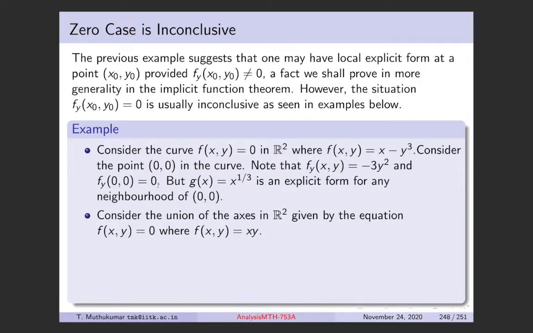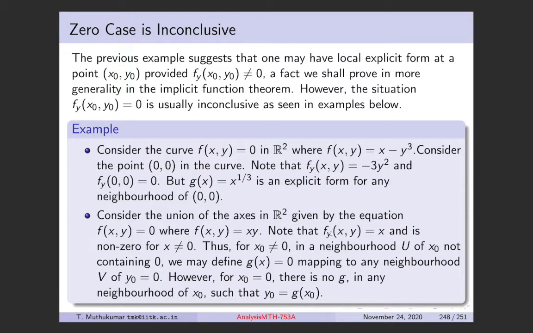And another example to show that the other possibility can also happen is to look at the x and y axes. The union of the x and y axes in R2 is given by the equation f(x,y) = xy equal to 0. If you partially differentiate with respect to the y variable, what you get is x, and this is non-zero for x not equal to 0. So whenever it's non-zero, you actually have a neighborhood of x naught not containing 0, because it is away from 0.